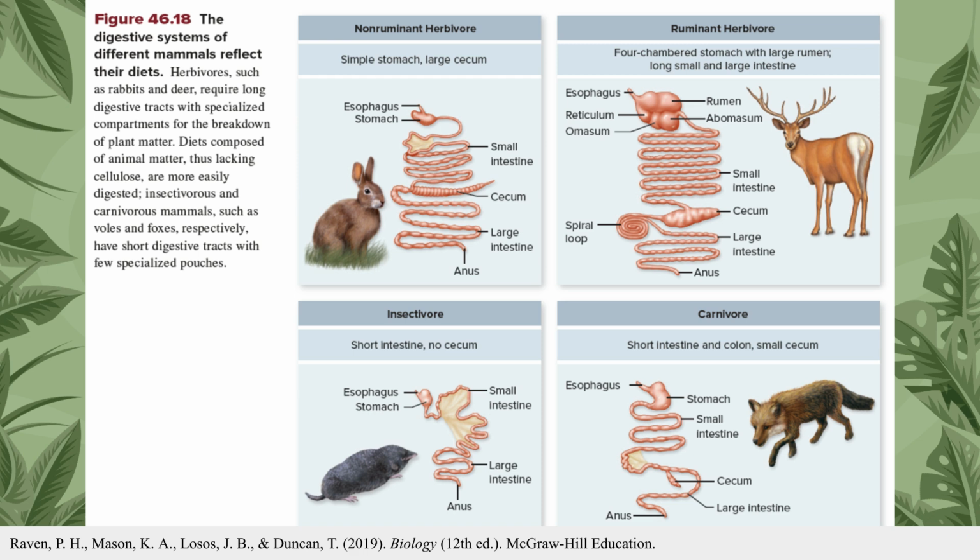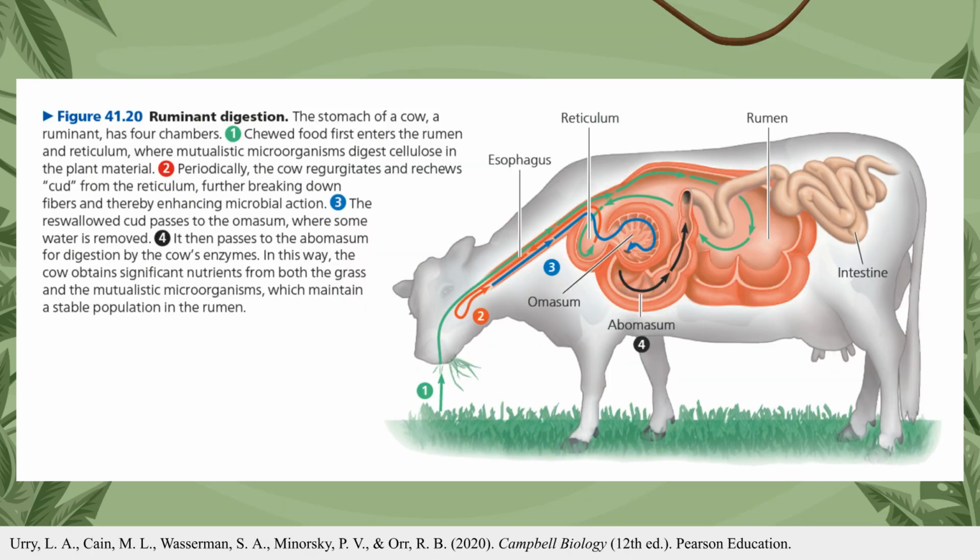Digestive systems also vary in length and complexity. Herbivores often have long intestines and specialized chambers for cellulose digestion. Carnivores have shorter digestive tracts because animal tissue is easier to digest. Insectivores and small carnivores have simpler, shorter systems with fewer specializations. Ruminants, such as cows, have a 4-chambered stomach consisting of the rumen, reticulum, omasum, and abomasum. Microorganisms in the rumen break down cellulose from plant cell walls. Food is regurgitated and rechewed as cud, then further digested. This system allows ruminants to extract nutrients from tough plant material.